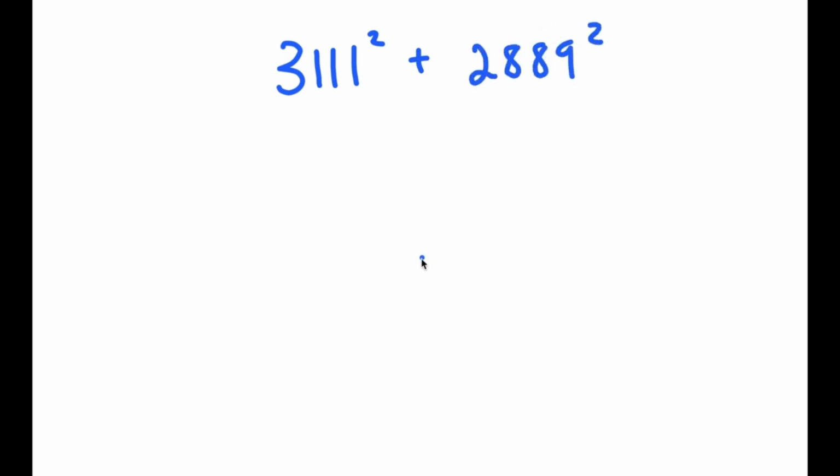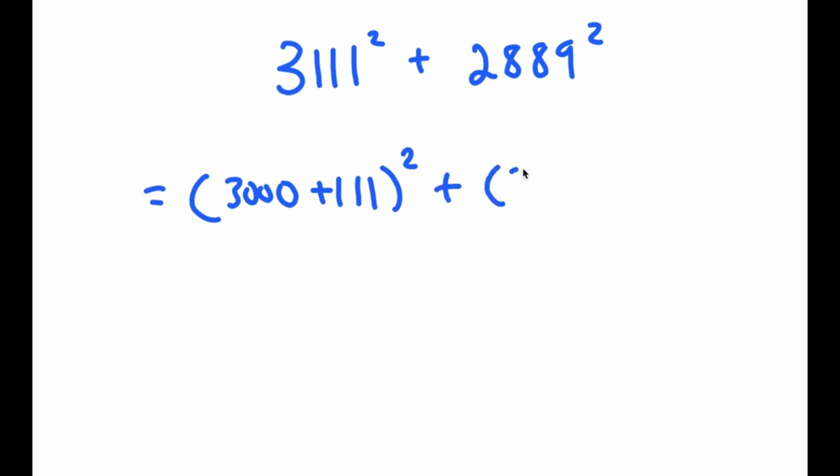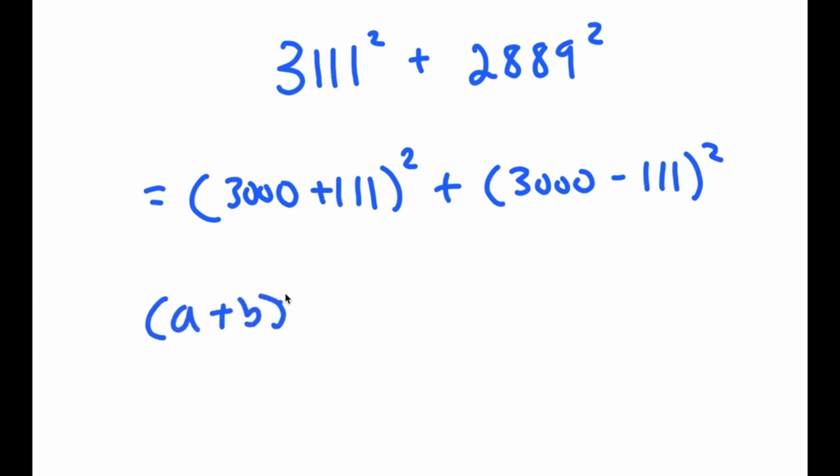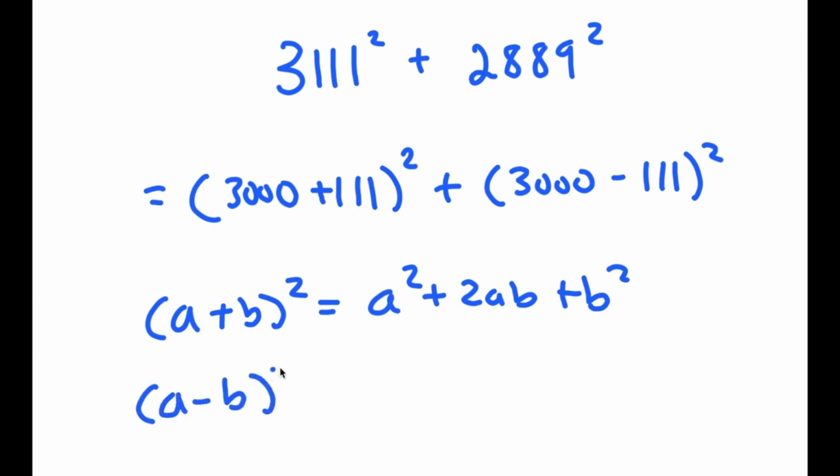Alright, so in this video, I'm going to solve the problem 3,111 squared plus 2,889 squared. So to solve this, I'm going to rewrite this as 3,000 plus 111 squared plus 3,000 minus 111 squared. Now if I have something in the form a plus b squared, this is equal to a squared plus 2ab plus b squared. And if I have something in the form a minus b squared, this is equal to a squared minus 2ab plus b squared.